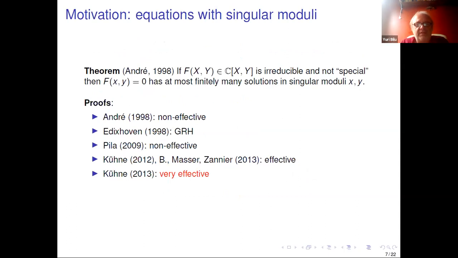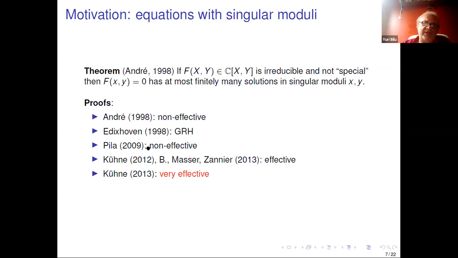Andre, as I said, proved it in 1998. The same year, another proof was given by Bilu-Masser-Zannier, or rather Edixhoven, nice and conceptual, but assuming GRH. And there was a big development, a famous work by Yafaev, Klingler and others, which developed Edixhoven's approach, with many other ideas of course. Another proof based on totally different principles was given by Pila in 2009, who used the Pila-Zannier approach using functional transcendence and o-minimality.